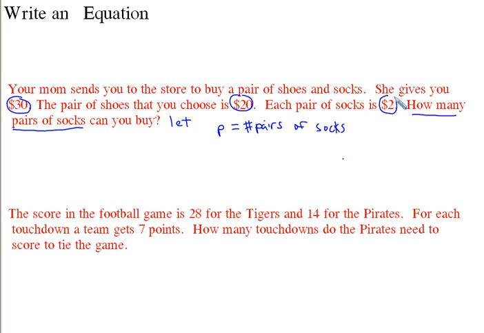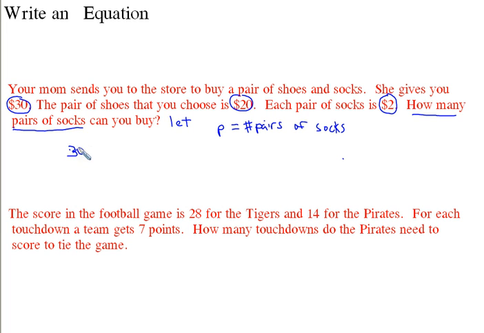So you might be thinking to yourself, well, 30 minus 20, oh, I got $10, and now how many pairs of socks can I buy? Well, how many? That's 2 into 10, so I can buy 5 pairs, which is great if you can do that in your head, but still you need to write it out to show that you can. So here's the way we do this.